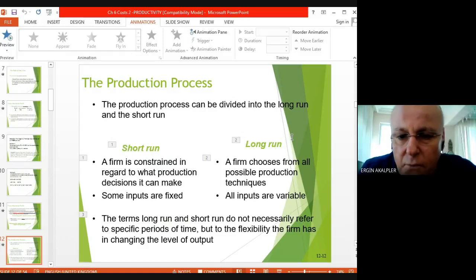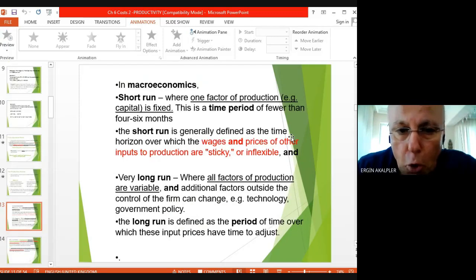And in the long run, a firm chooses from all possible production techniques, and all inputs available are going to change and, of course, depending on the time, are variable. The terms long run and short run do not necessarily refer to a specific period of time, but to the flexibility the firm has in changing the level of output. Therefore, long run and short run are totally different applications in economics.